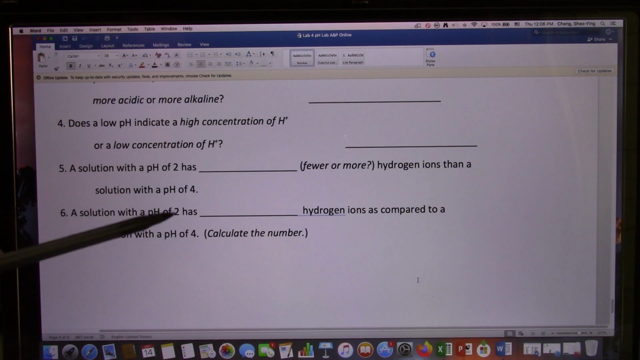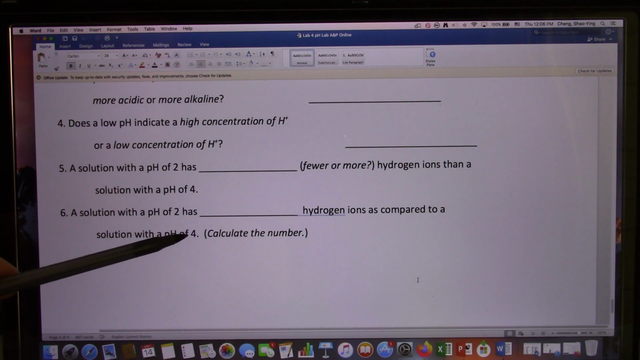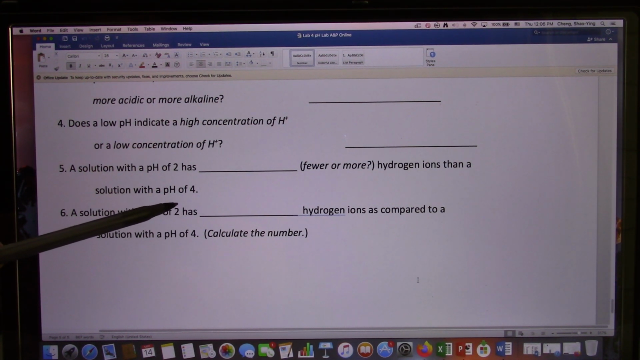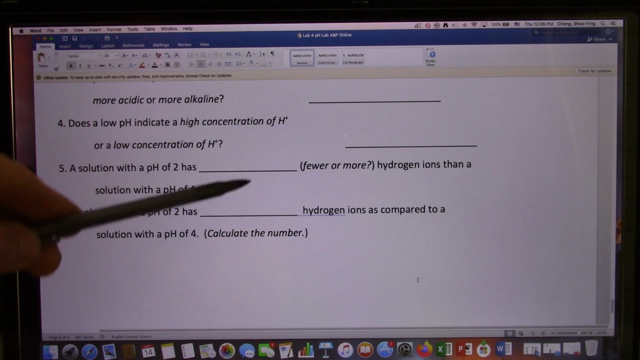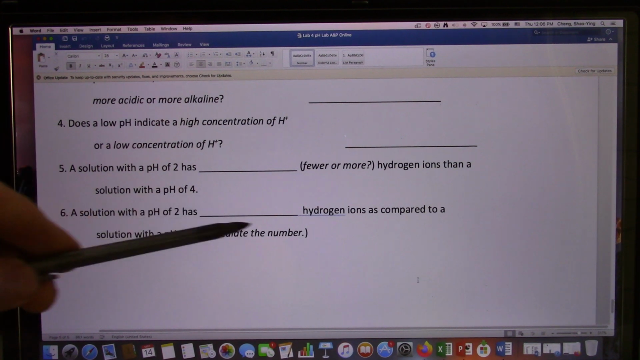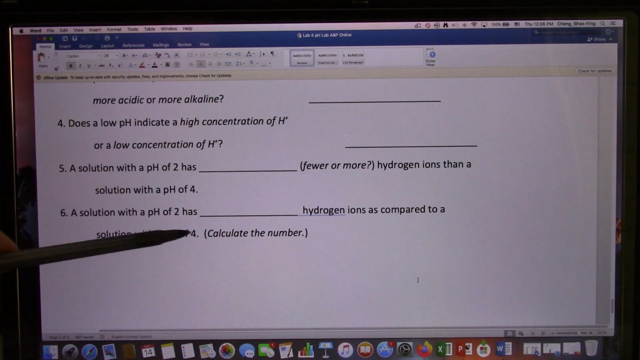You know this one is more acidic. And you know the difference between the pH 2 and pH 4 solutions is 2. So that is 10 multiplied by 10, 2 times. So it's actually 100 times more H+. You put 100 hydrogen ions compared with this. So these are some practice. Okay, that's it.